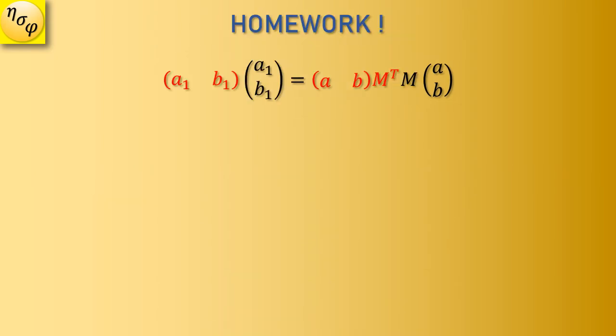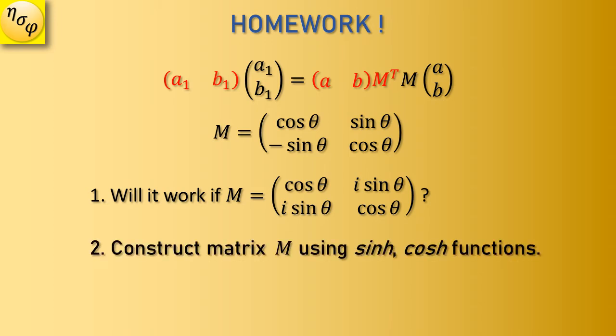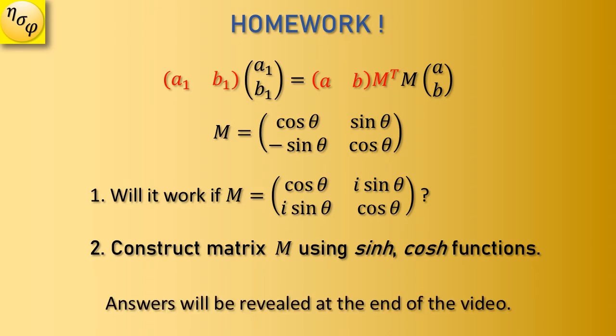Now we arrive at homework like I promised. We see original M is almost symmetric, differs only by a negative sign. You might ask, like me, will it work if M is as the new matrix, as the new matrix is more symmetrical than the previous one? The second question is, can we use hyperbolic trigonometric functions like hyperbolic sinus and or hyperbolic cosinus? Try to do it yourself, then see the answers that I provide at the end of this video.